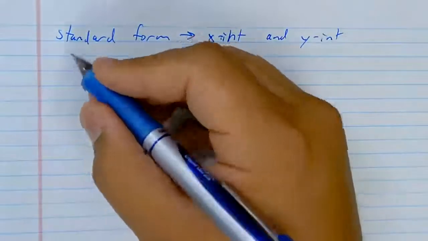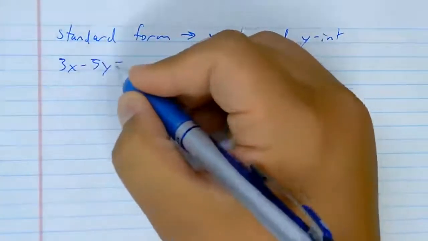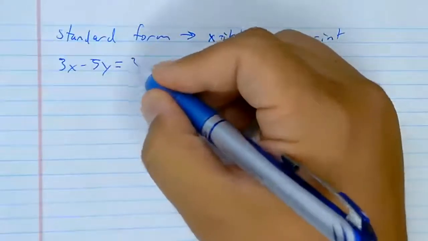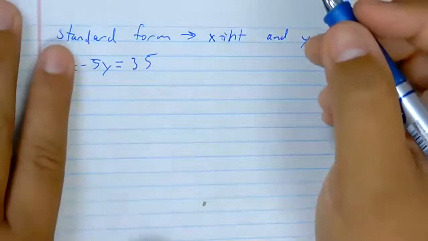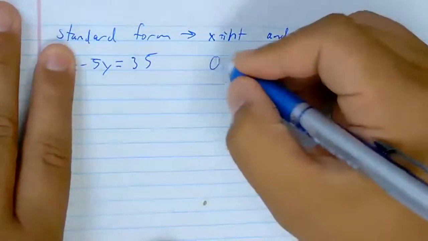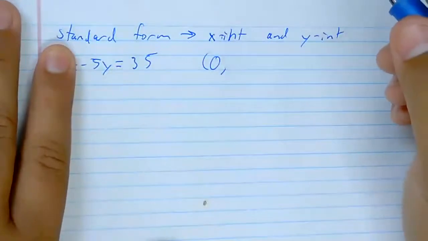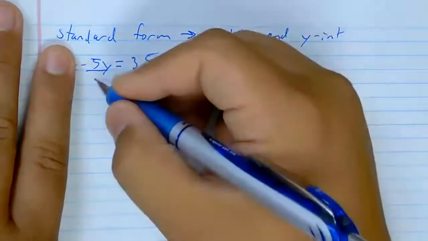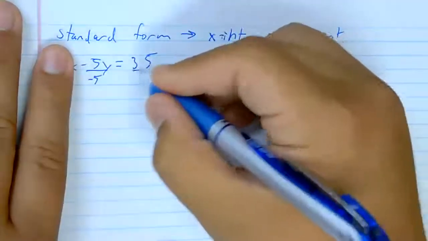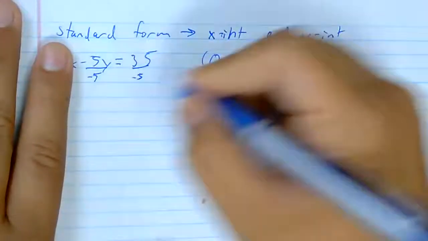So given the equation 3x minus 5y equals 35, well, we know the cover-up method. We cover up x, well, that means x equals 0. Now we have the one-step equation of -5y equals 35, divided by -5. We end up with -7.